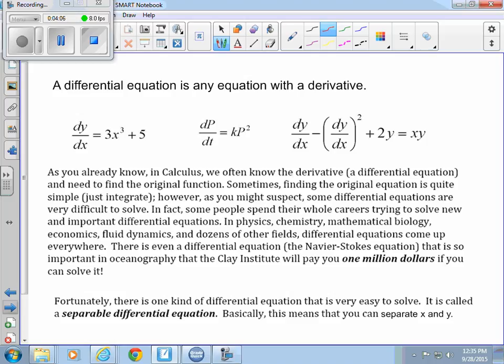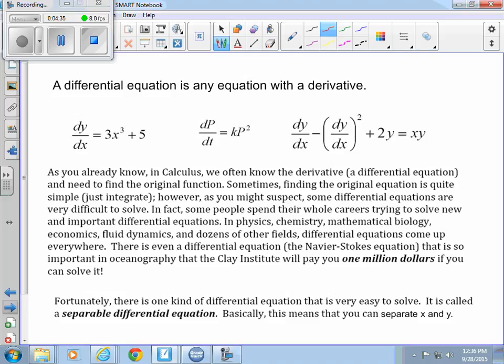There is a differential equation called the Navier-Stokes equation that is so important in oceanography that the Clay Institute will pay you $1 million if you solve it. So you can imagine the field of differential equations ranges from what we will do in Cal 1, which is probably one of the easier things you'll see, to almost unsolvable, if not unsolvable.